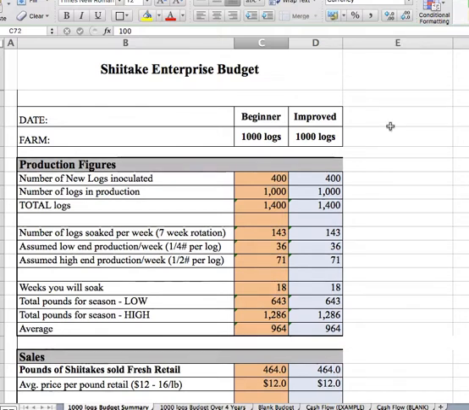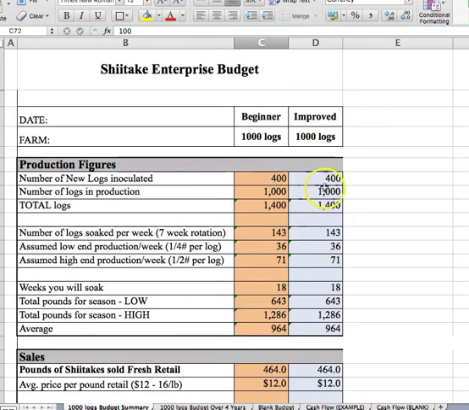So the first tab in this, the first sheet in this workbook, is the simple enterprise budget. There are 2 pieces to this. One is a budget, which looks at your annual production and revenue and expenses, and then there's a cash flow, which takes those numbers and spreads them out over the different months of the year. So we're going to break those things down.